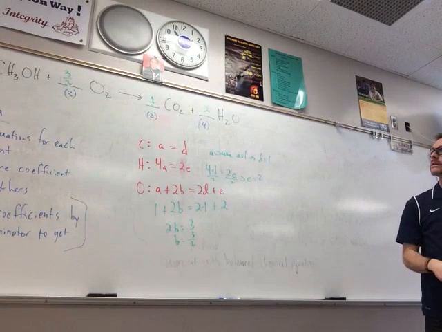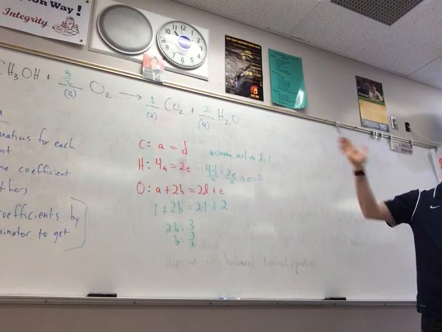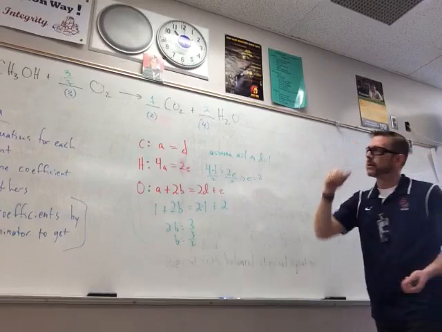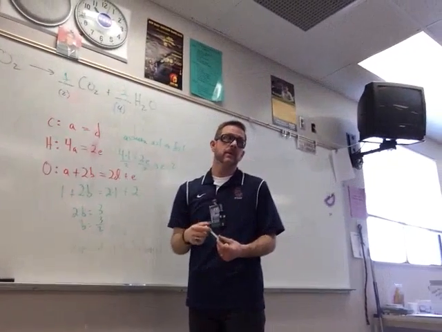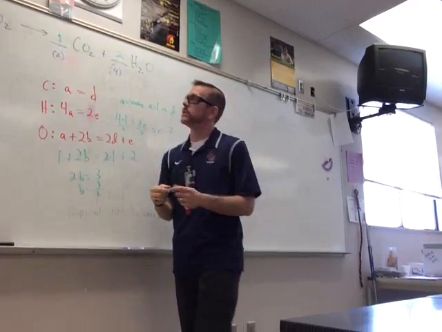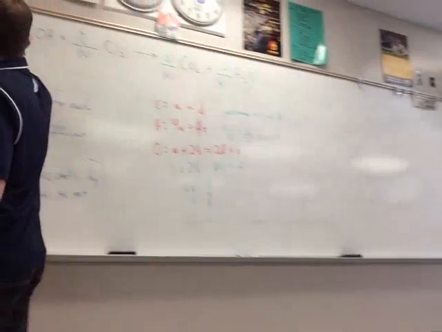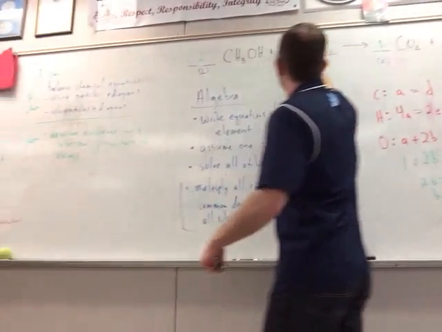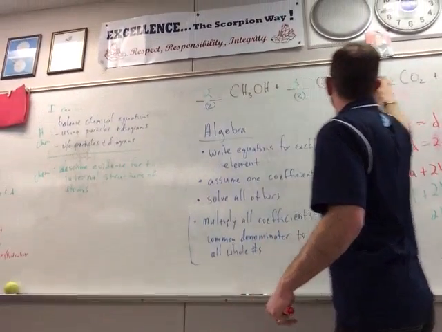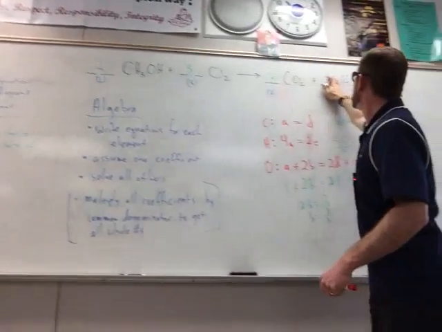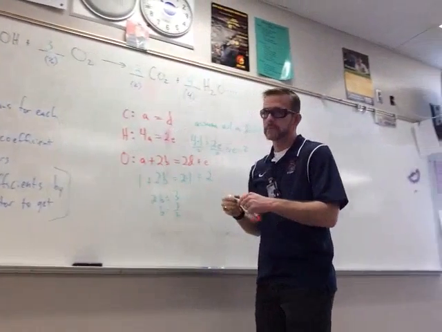I need to get rid of it. So I have to keep all of the proportions the same. How can I get rid of that fraction? Multiply everything by 2. So 1 times 2 is 2. 3 over 2 times 2 is 3. 1 times 2 is 2. 2 times 2 is 4.